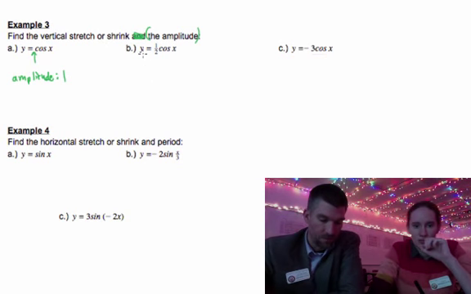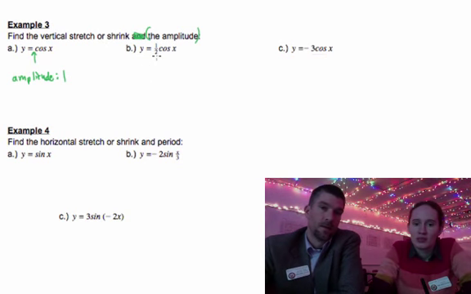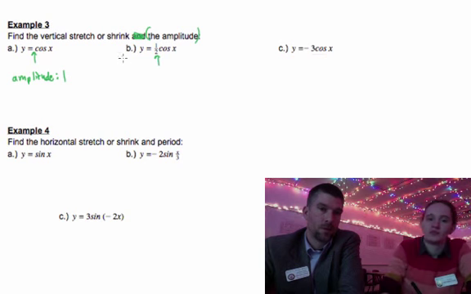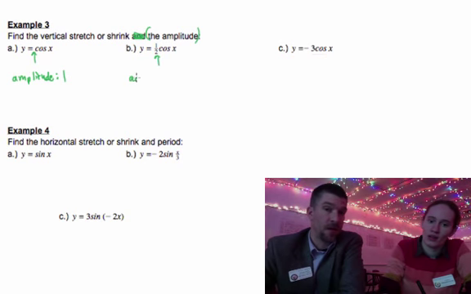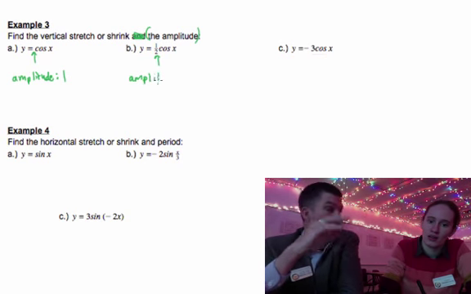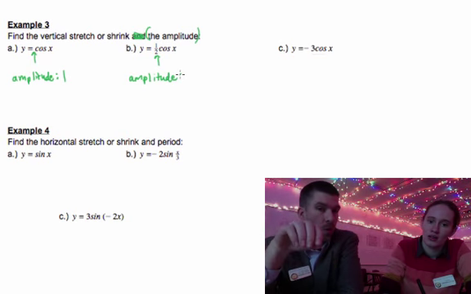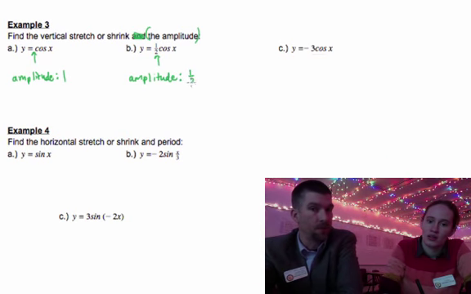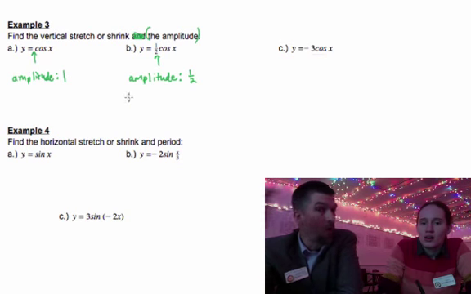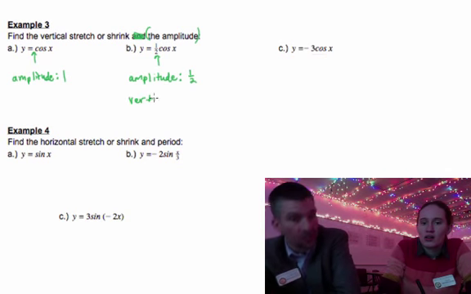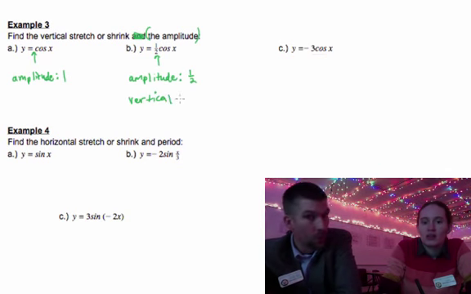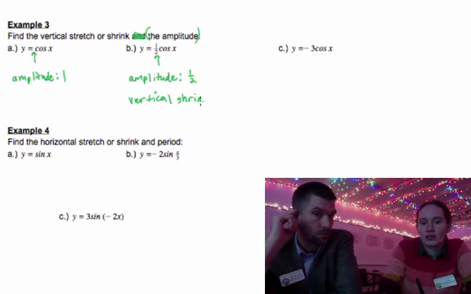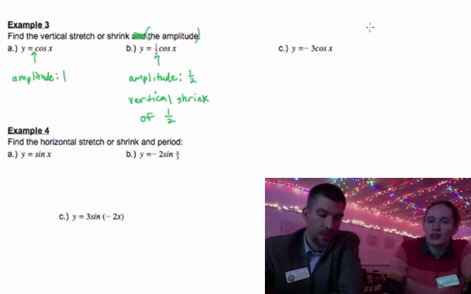Okay, b: what's the number in front of the cosine? That's a half, so the amplitude in this case is a half. Technically this is a shrink, because our normal parent graph goes all the way up to 1. If we don't go all the way up to where we originally start, we have some shrinkage. So, a vertical shrink of 1/2.